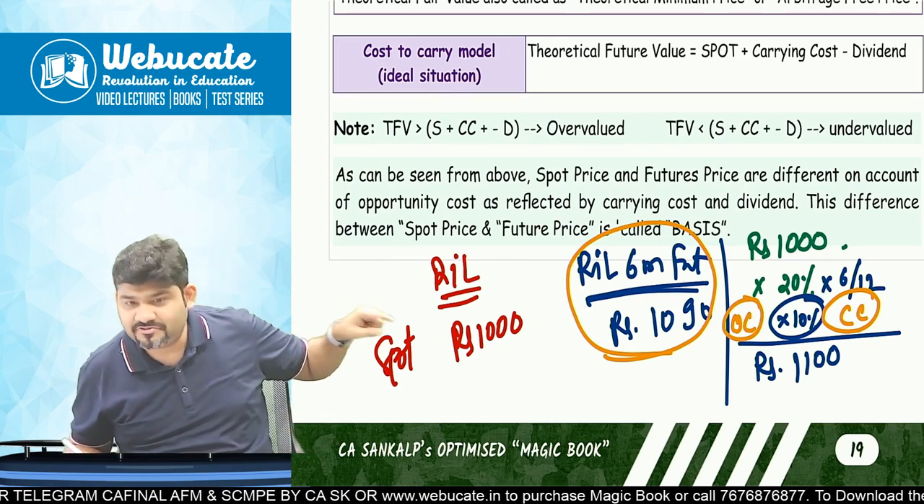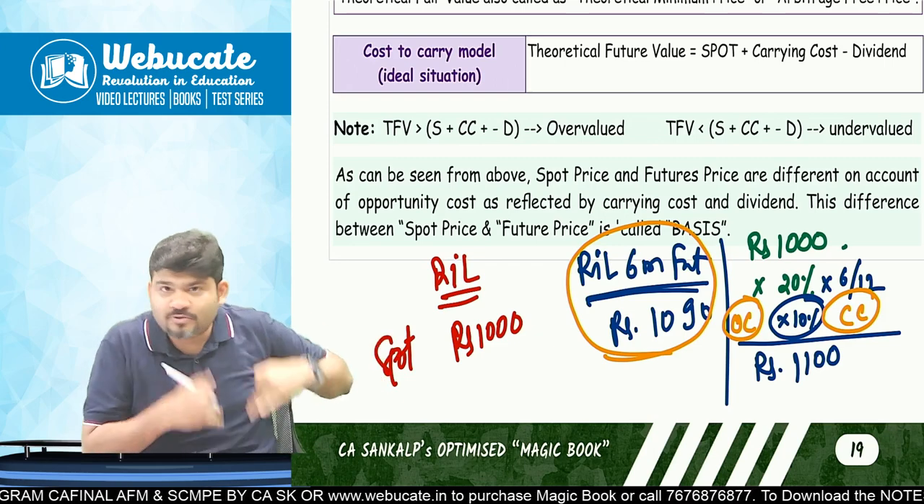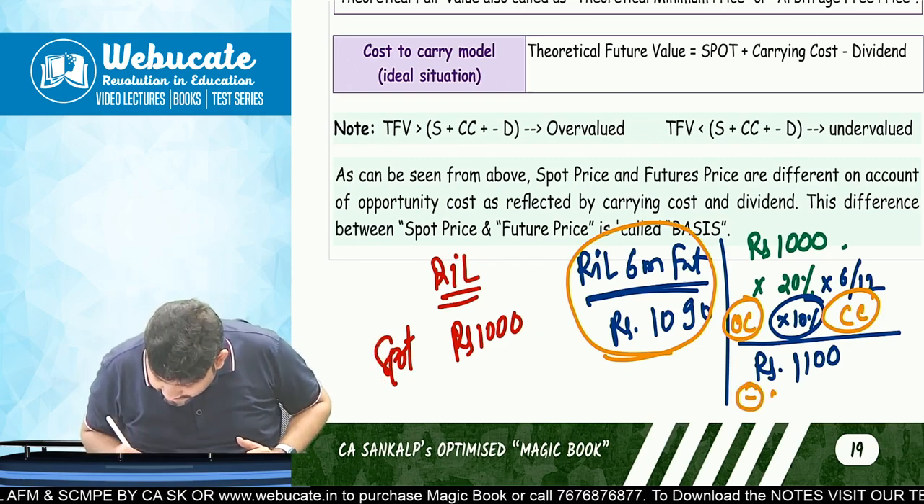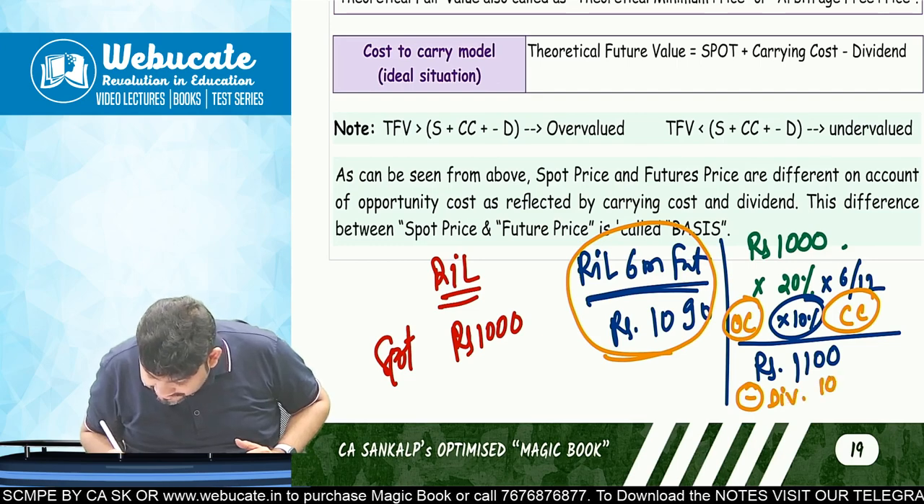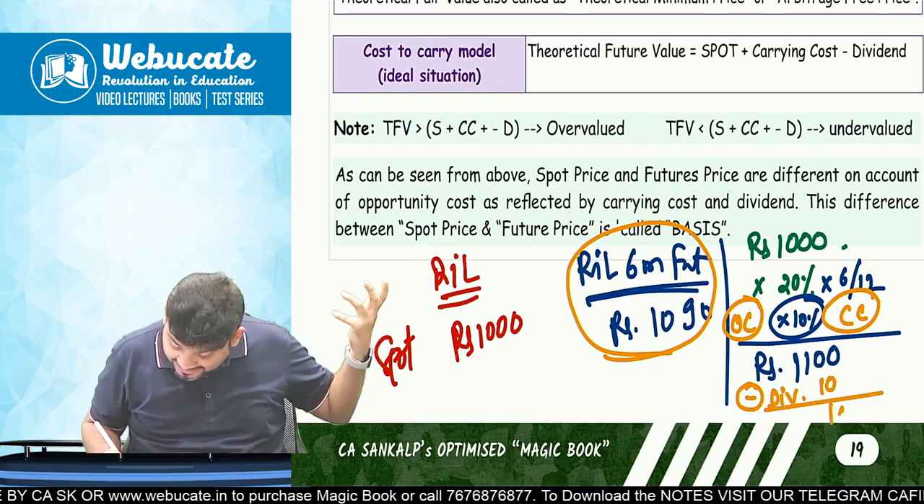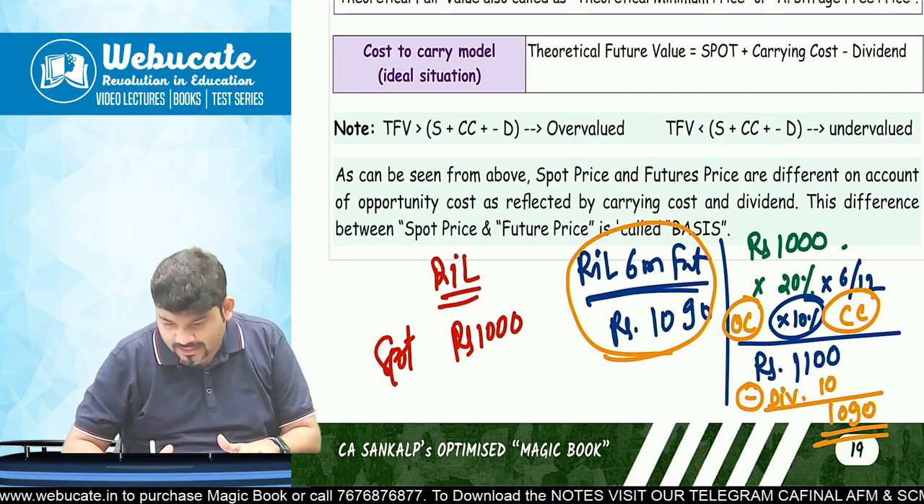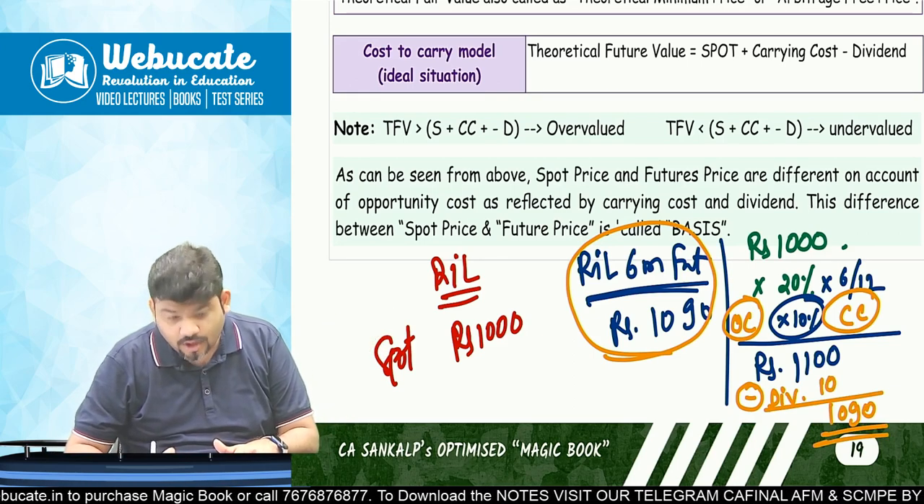But this person will say, what if there is a dividend declared? This dividend, if I would have purchased the spot, I would have got the dividend. Now I'm not going to get the dividend. So okay, we will reduce it. Suppose the dividend of 10 rupees would have been received, and the net amount will be 1090. So the net amount will be rupees 1090.